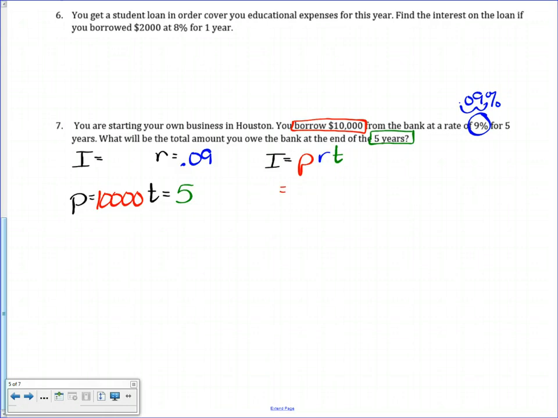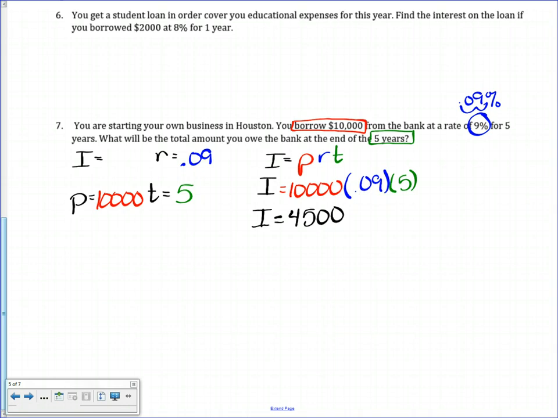So we know the principal is 10,000, rate 0.09, and the time is 5. We're going to go ahead and multiply all of those together, and we get 4,500. Now, if we look at that, we just found letter I. Remember, I stands for your interest. But we need to go back and read our question. It says, what is the total amount that you would owe the bank? So to find our total, we have to add these two values.